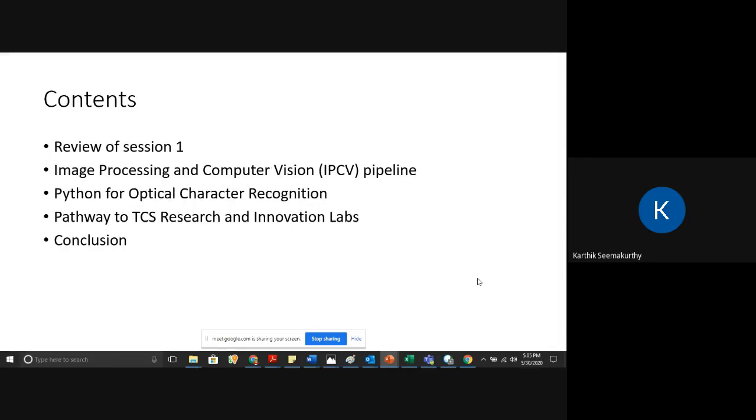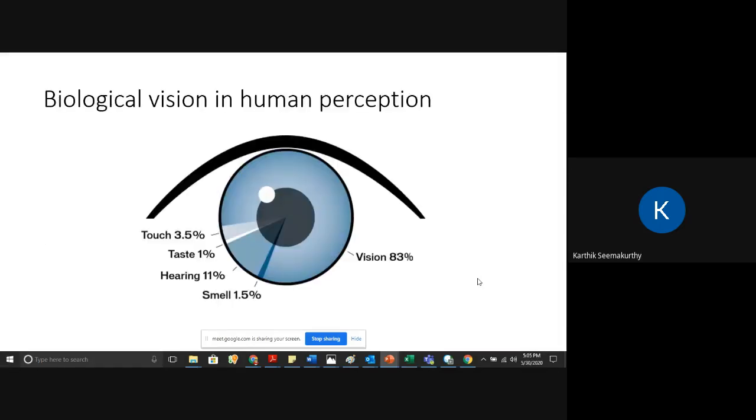I'll cover a quick recap of session one, and then I'll again talk about the pipeline. Yesterday, I was mentioning the basic building blocks that any image processing or computer vision task should have. So I'll again briefly talk about that particular pipeline. I'll also speak about Python for optical character recognition, right? I'll pick up this application of OCR, and how Python can be used to solve this OCR problem. Also, if time permits, I'll touch upon this pathway to TCS Research and Innovation Labs. Else, I'll cover that tomorrow. Right. So let me get started.